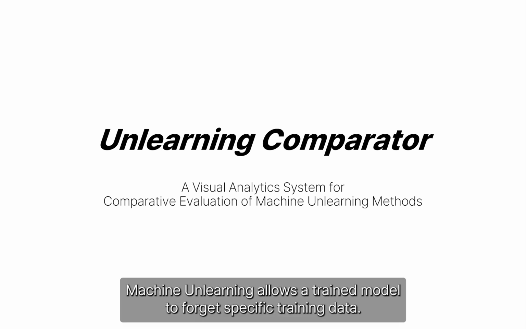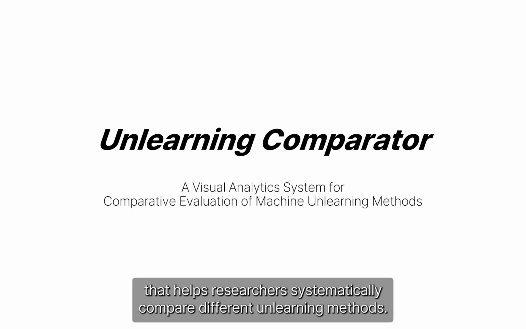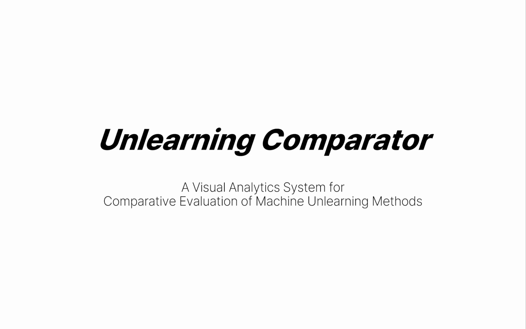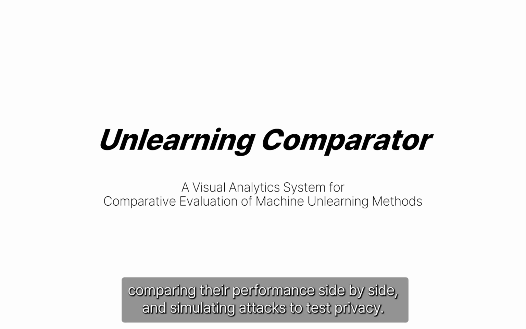Machine unlearning allows a trained model to forget specific training data. Unlearning Comparator is a visual analytics system that helps researchers systematically compare different unlearning methods. It guides the user through building multiple models, comparing their performance side by side, and simulating attacks to test privacy.